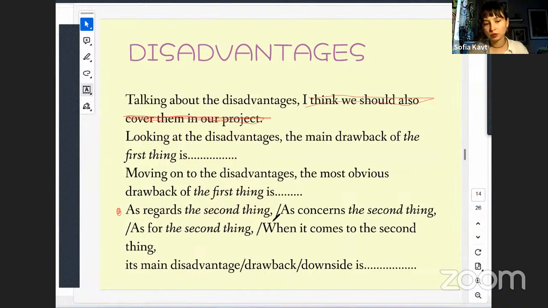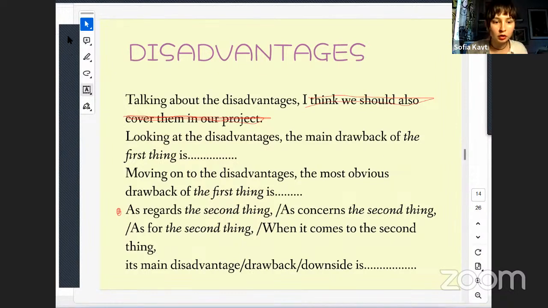And again, to do this, you need to use one of these phrases, which mean in Russian, что касается, and they are as follows. Yes, as regards the second thing, as concerns the second thing, as for the second thing, or when it comes to the second thing. And then you go on to say that its main disadvantage, drawback, or downside is the following. Yes, alternatively, you can even say something like the biggest issue with it, right? Or the biggest problem with it. But disadvantage, drawback, and downsides sound a bit fancier than that.